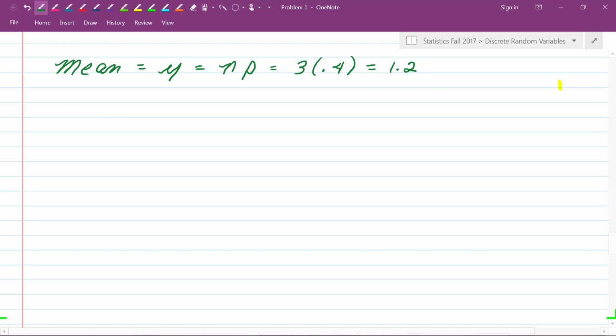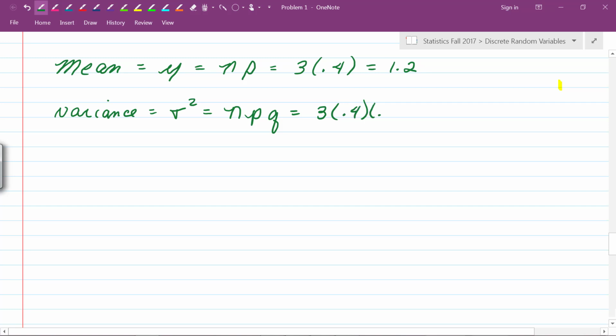Okay, so let's try this again and see if we can get this to write nicer. The variance. There we go, that's a little bit better. Which is equal to sigma squared, which is my favorite formula in all of statistics, npq. So that's going to be equal to 3 times 0.4 times 0.6, and that is equal to 0.72.